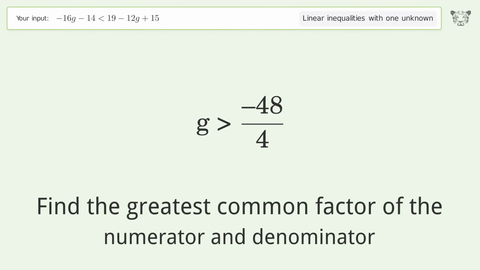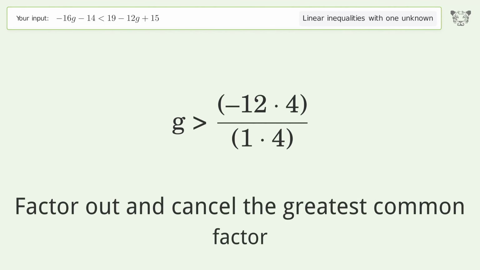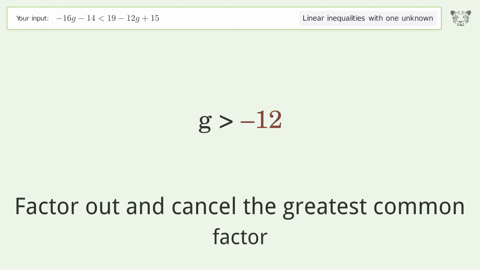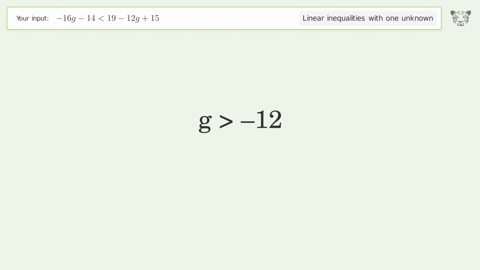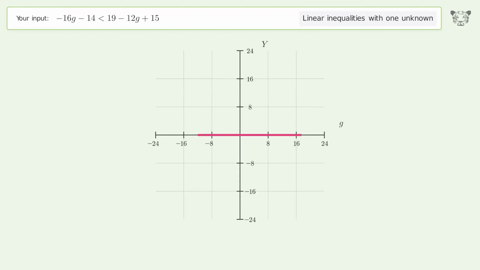Find the greatest common factor of the numerator and denominator. Factor out and cancel the greatest common factor. Plot the solution on a coordinate grid. And so the final result is g greater than -12.